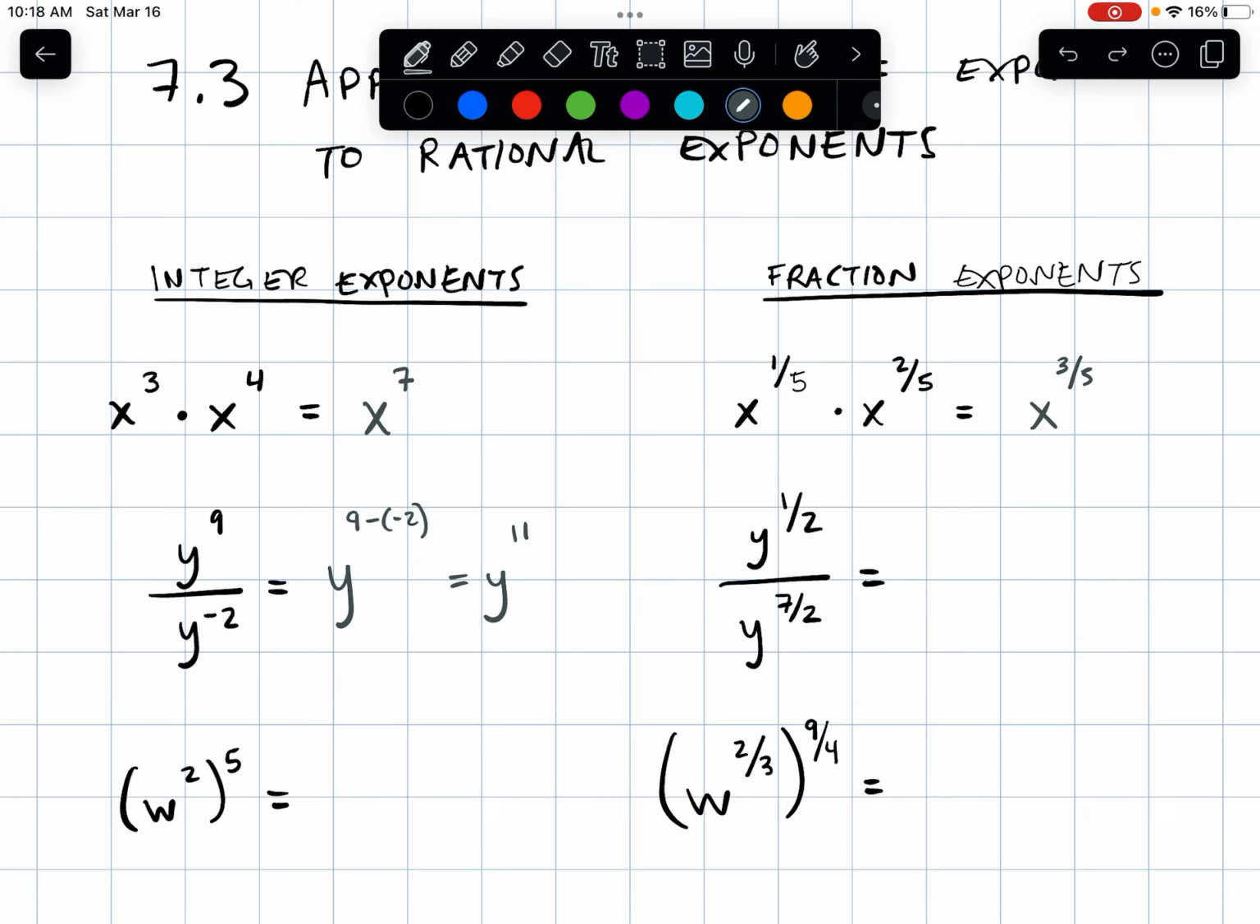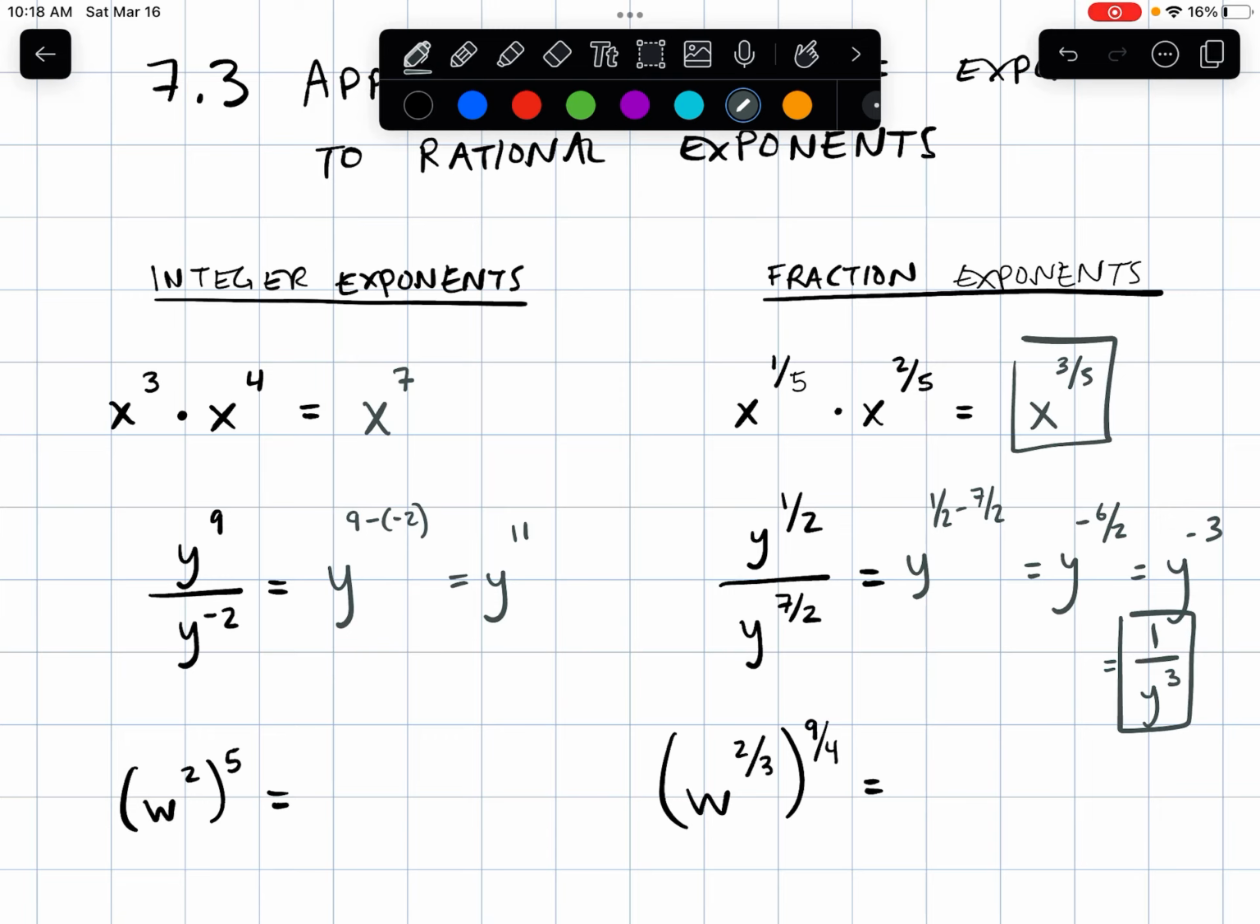Here, I'm going to subtract these. So this would be, again, the same thing as y to the 1/2 minus 7/2. Well, I do have common denominators, so 1 minus 7 is -6. So -6/2, well, that's just the same as y to the -3rd. And I can't leave it like that. I need to have positive exponents. So my final answer would just be 1 over y to the +3rd power.